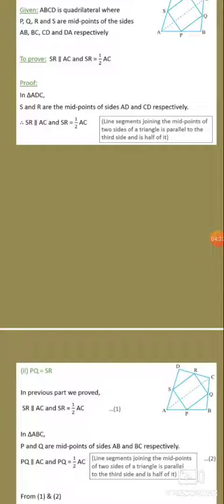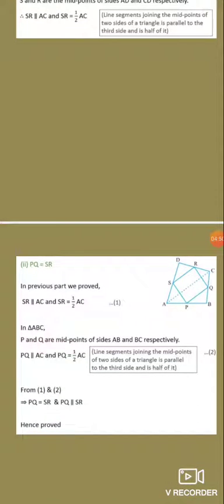Now second one, PQ is equal to SR. As in the previous part, we proved SR parallel to what? AC. And SR is equal to half of AC. Call this equation 1. Now in triangle ABC, the second part. In triangle ABC, P and Q are the midpoints of the sides AB and BC respectively. So PQ is parallel to AC and PQ is half of AC. That is the reason: the line segment joining the midpoints of two sides of a triangle is parallel to the third side and is half of it.